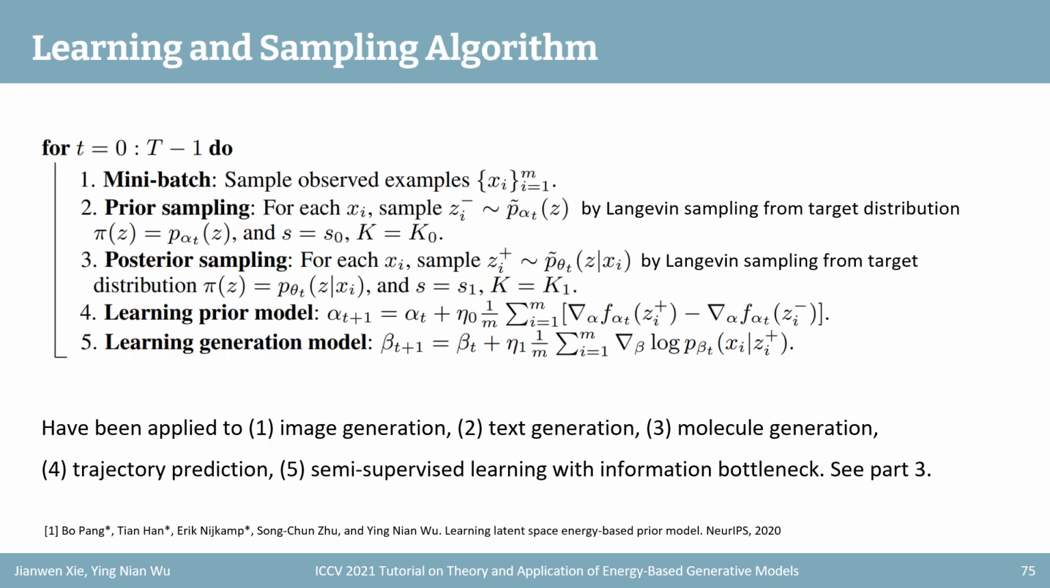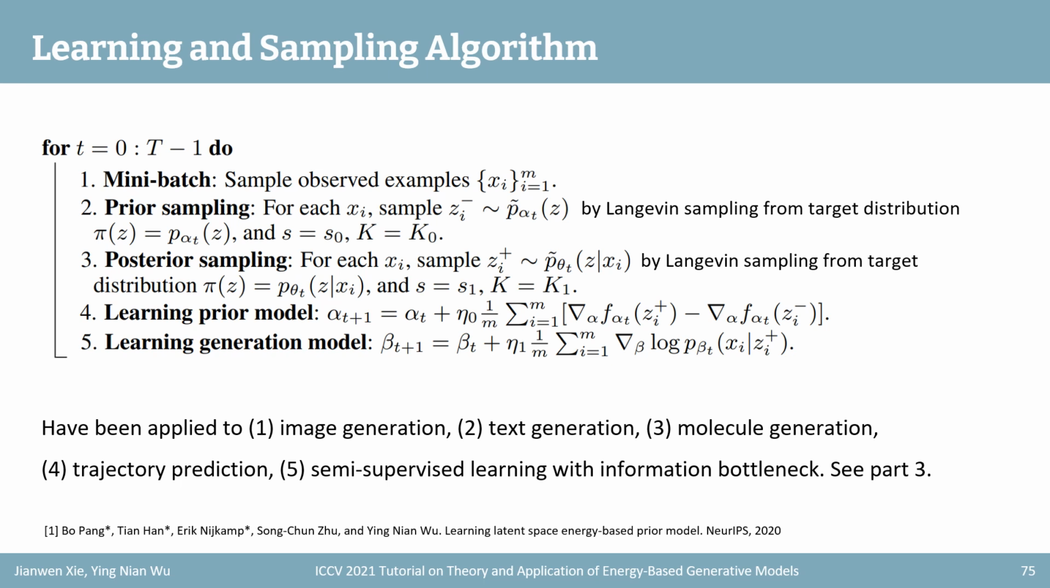So this is the learning and sampling algorithm. You read in a mini batch, and then you do prior sampling from the prior distribution, and then you do posterior sampling from the posterior distribution. Then you learn the prior model by comparing the samples from the prior distribution and the samples from the posterior distribution, and then you learn the generation model by reconstruction. So the algorithm is very simple and also very efficient.